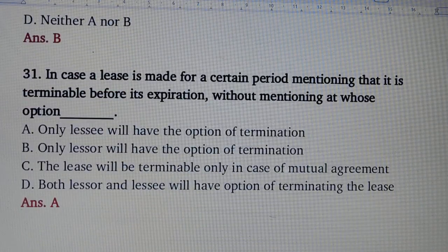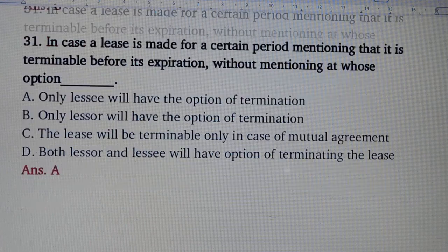Question number 31. In case a lease is made for a certain period mentioning that it is terminable before its expiration without mentioning at whose option, dash. Answer is option number A. Only lessee will have the option of termination.